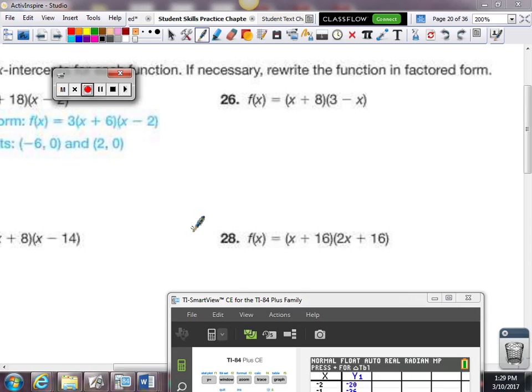And in this last section, you're just looking at the equations in factored form and figuring out what the intercepts would be. So in this problem, my intercepts would be negative 8 and 0. And, oh, 26 is tricky. Okay, yep. 26 is tricky, and I'm going to come back to that one in a second.